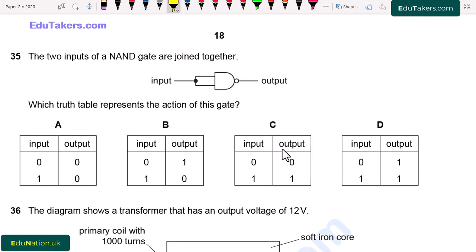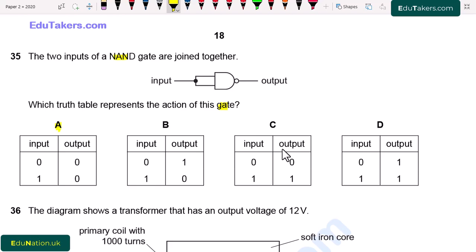Question number 35. The two inputs of the NAND gate are joined together. So there are two inputs of the NAND gate that are joined together. Which truth table represents the action of this gate? When the two inputs of the NAND gate are joined together, it acts as a NOT gate that converts 0 into 1 and 1 into 0. So which one of the truth tables is for the action of this gate?